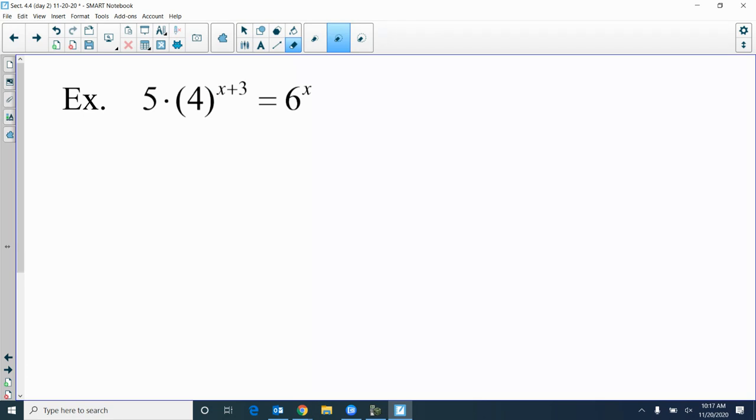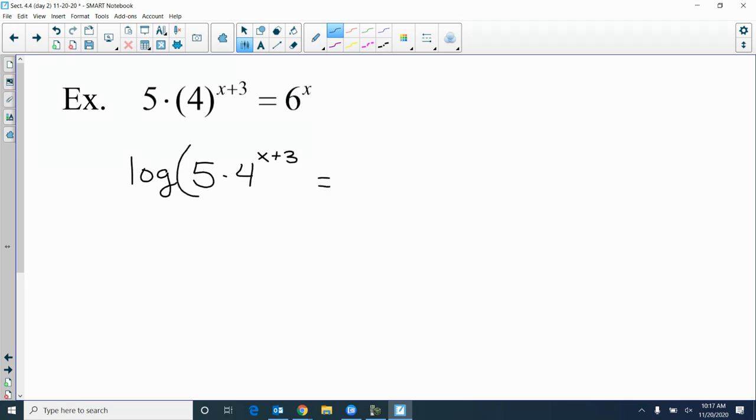We can't get rid of the 5, so I would keep it right like this. Can't multiply 5 times 4. Really, the only thing you do is take the log of both sides. So I'm going to take the log of both sides as it looks. So that gives me the log of 5 times 4 to the x plus 3, and you can think of that whole thing in parentheses, equals the log of 6 to the x power.